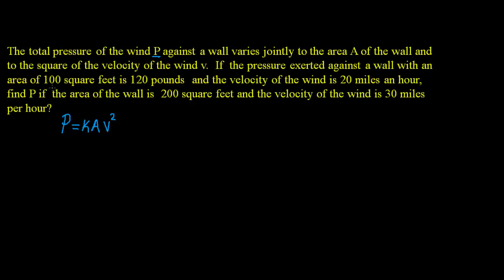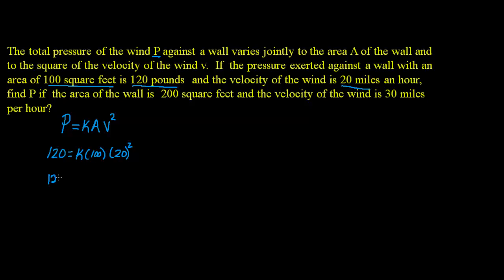We have the area of the wall, which is 100 square feet. We have the pressure of the wind. It says, if the pressure exerted against a wall with an area of 100 square feet is 120 pounds, so I know the pressure is 120 pounds, and I also know the area of this wall, which is 100 square feet, and the velocity of the wind is 20 miles an hour. So here's my velocity, and it's squared. Now I can find K.